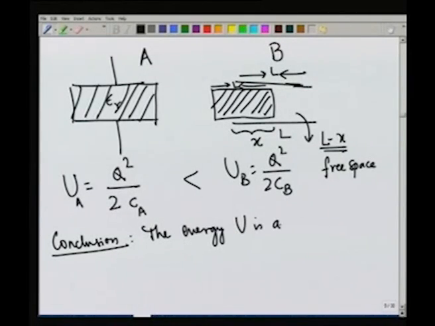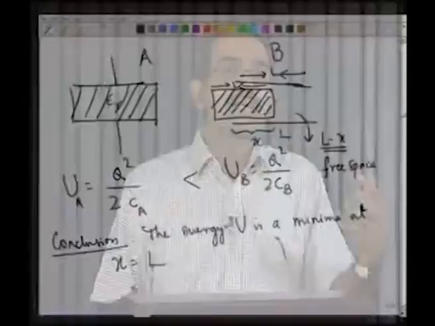So I will plot the energy U as a function of x. U is a minimum at x equal to L. When x equal to L, I get the configuration A. When x equal to 0, I have pulled out the dielectric completely. If the energy is a minimum at x equal to L, so I have two capacitor plates and the dielectric medium. Imagine I push it to one side, there is a restoring force. I push it to the other side, there is a restoring force, which means we have to do work in order to remove the dielectric medium from in between the two plates. Whereas in order to send it in between the two plates, we do not have to do any work. There is a natural attractive force.